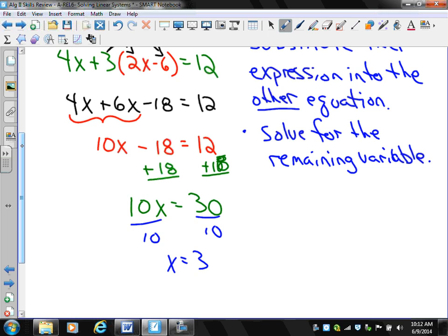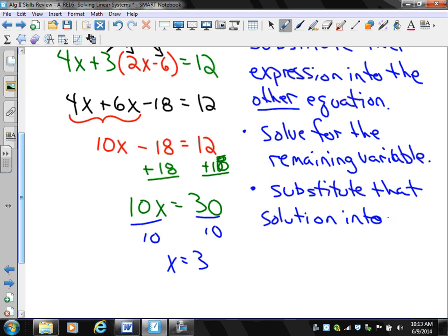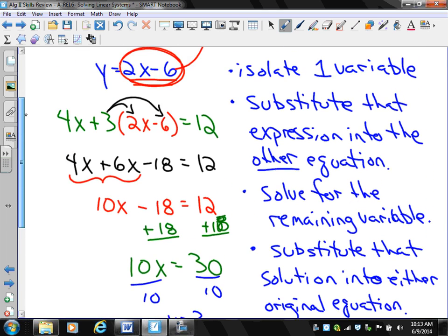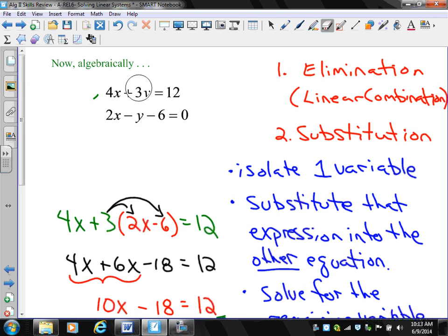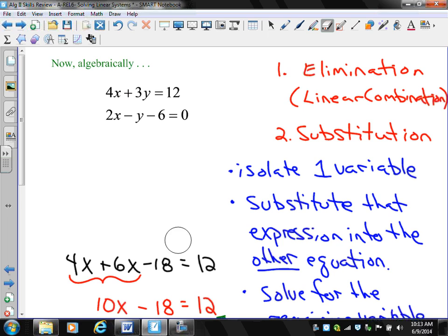So I'm going to now again substitute. So I'm going to substitute that solution into either original equation. And once I do that, I'll be done. So I know x equals 3, so I'm going to go all the way back up to the top. I'm going to erase all this stuff, get it all out of the way, or get most of it out of the way, I should say. Get rid of this, get rid of this. And I'm going to plug in 3.